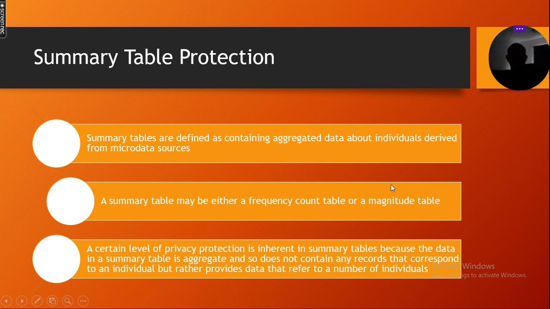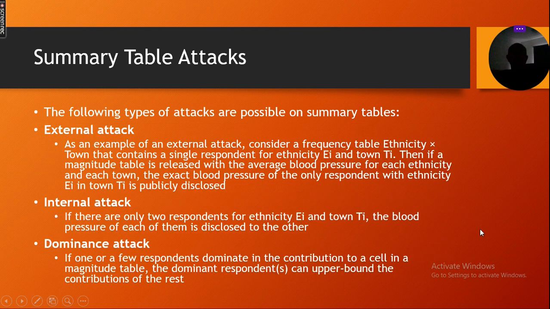A certain level of privacy protection is inherent in summary tables because the data in the summary table is aggregated and so does not contain records that correspond to individuals, but rather provides data for reference to the number of individuals. So this one does not provide the individual, but has information that can help locate the individual.